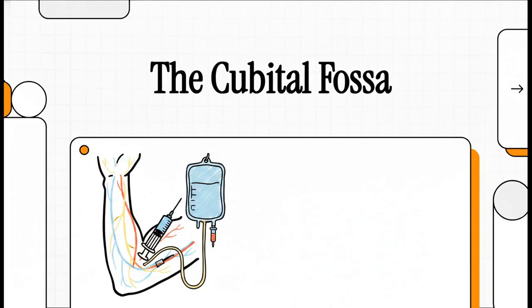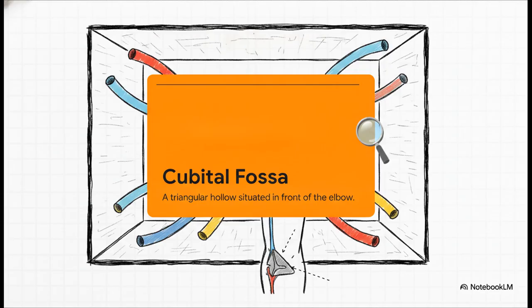If you've ever had your blood drawn or an IV placed, you are intimately familiar with this spot, even if you didn't know its fancy name. Let's break down its incredible architecture. So, what exactly is the cubital fossa? Basically, it's a triangular hollow situated right in front of your elbow.